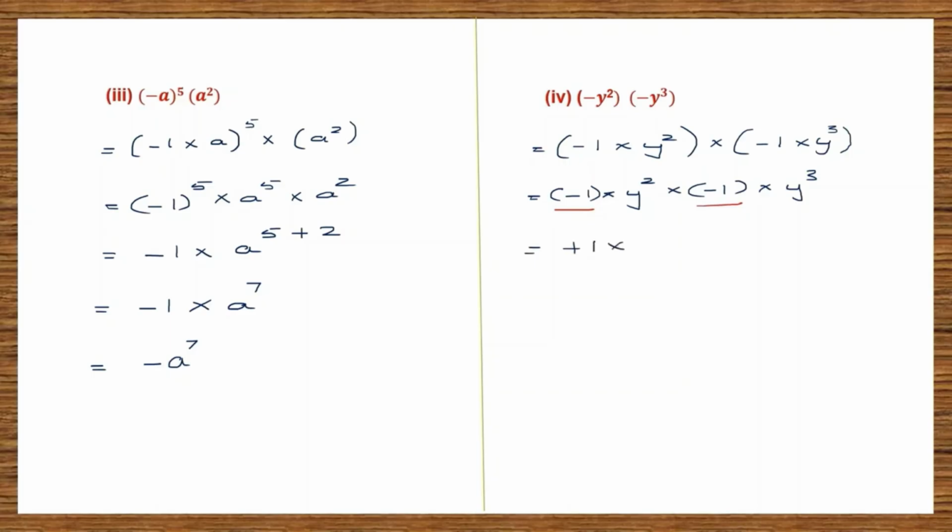Now let's take the variables. We have y to the power of 2 into y to the power of 3. So this is equal to 1 into y to the power of 2 plus 3, because the base is the same and this is multiplication, so we can add the powers. So 1 into y to the power of 2 plus 3 is 5, which is equal to y to the power of 5. So that is our answer, y to the power of 5.